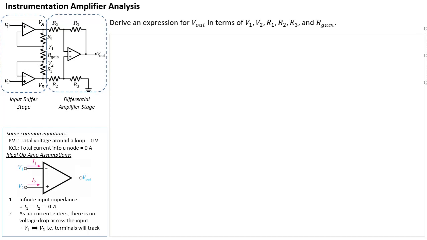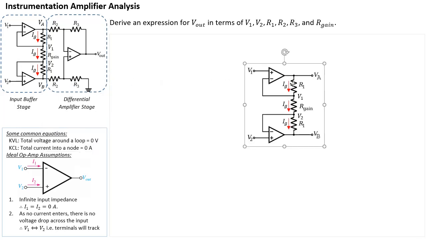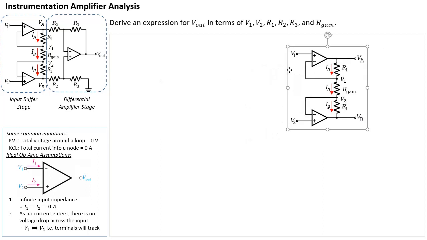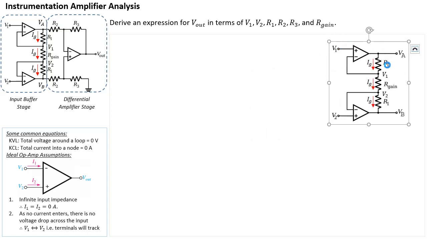So if I were to call that current IG, then I have an IG here that will simply be across R1 here, R gain here, and R1 there. So it will go through all three. So to summarize, let me just redraw that, and the circuit would look like this. All right, so this is the circuit that I'm going to analyze.